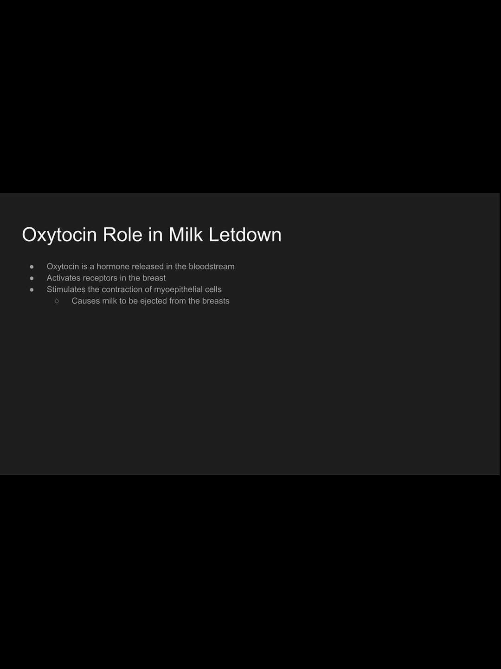Okay, so what is the role of oxytocin in milk letdown? As we said before, oxytocin is a hormone released in the bloodstream. This activates receptors in the breast, which stimulates the contraction of the myoepithelial cells. Finally, this causes milk to be ejected from the breast. So this is a really brief overview. On the next slide, we'll be diving into the milk letdown arc.